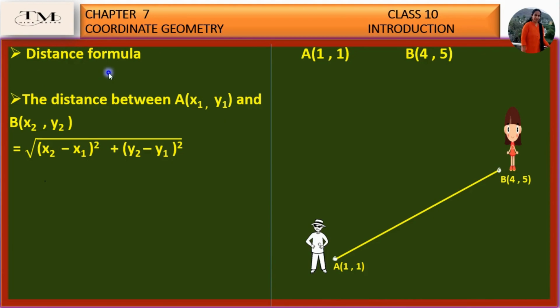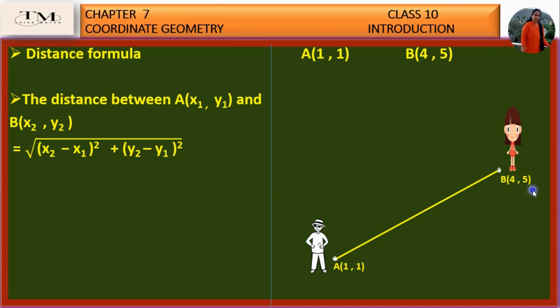So the distance formula. The distance between 2 points A of x1, y1 and B of x2, y2 is given by square root of x2 minus x1 the whole square plus y2 minus y1 the whole square. So this is obtained by Pythagoras theorem. Just we need to know the formula. Okay. So the formula is nothing but square root of difference between the x coordinates squared plus difference between the y coordinates squared.